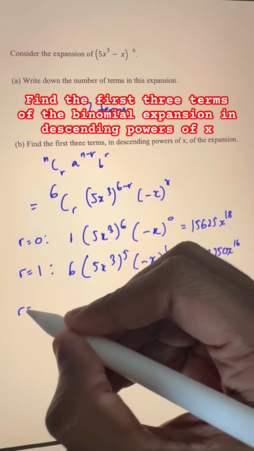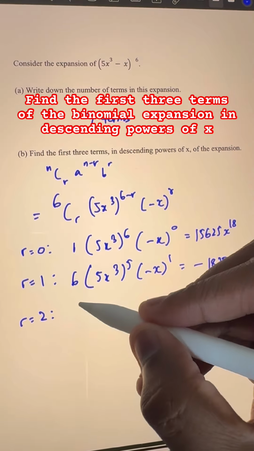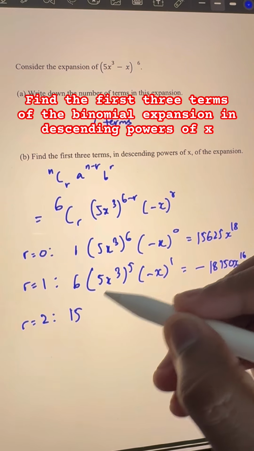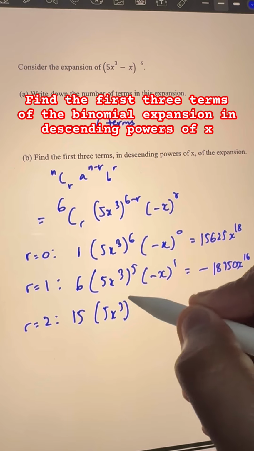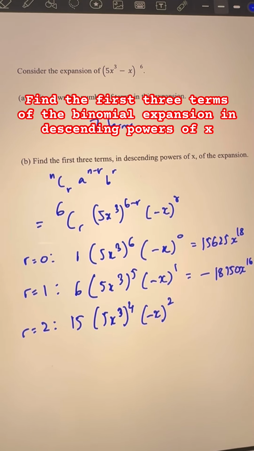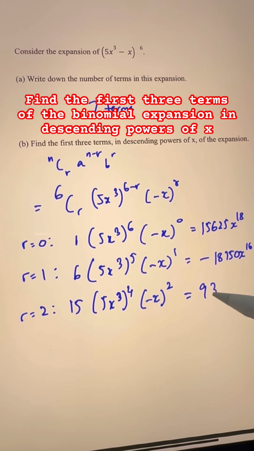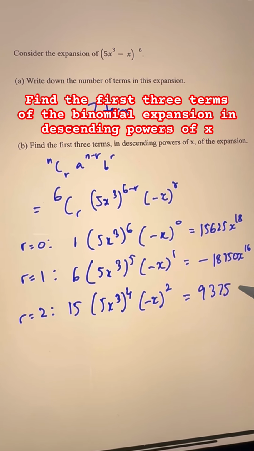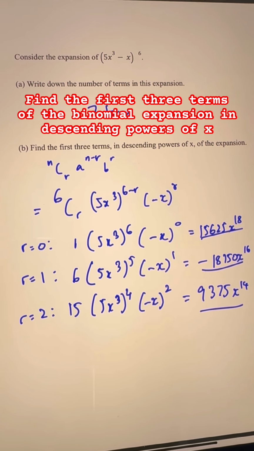And now finally for r equals 2, we get 6C2, which is 15, times (5x cubed) to the power 6 minus 2, which is 4, and times (minus x) the whole squared. And that will be equal to 9,375 times x to the power of 14. So these are the first three terms, and that's our answer.